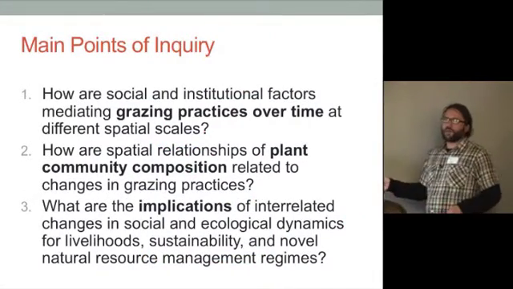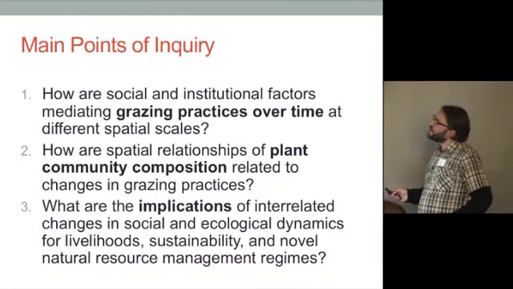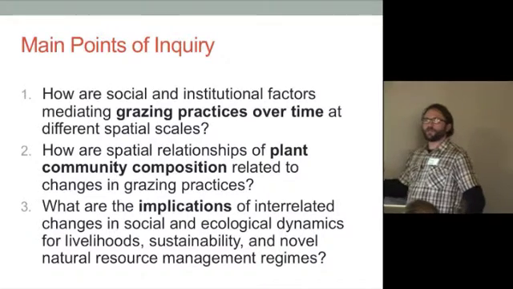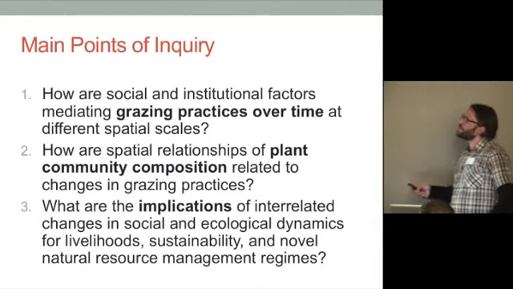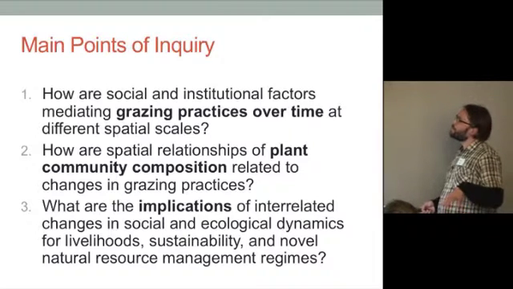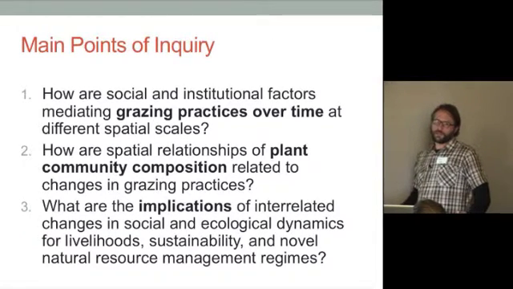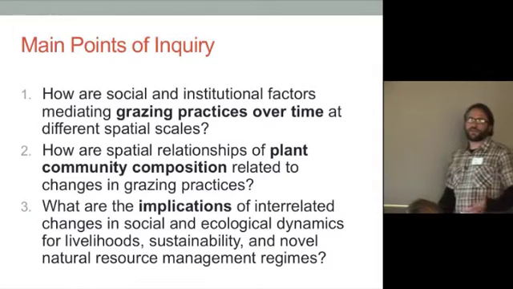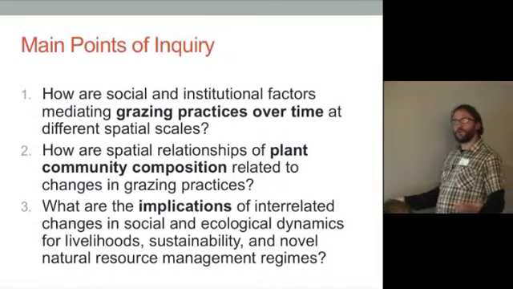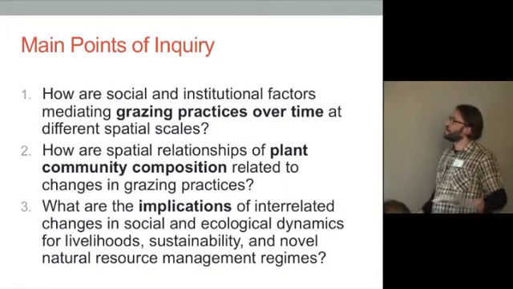So I have three main research questions that I'm emphasizing here. The first one is looking at the spatial changes in grazing practices. The second one is looking at how these relate to changes in plant community composition. And then thirdly, I'm looking at the ecological implications as well as the social implications, and how this possibly new understanding can lead to a rethinking of community-based natural resource management or other novel resource management.